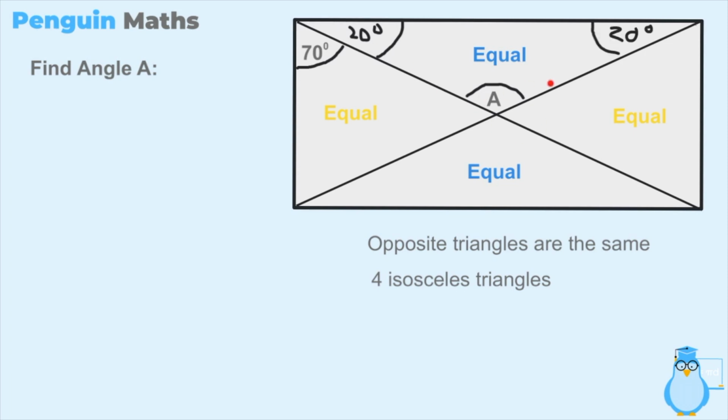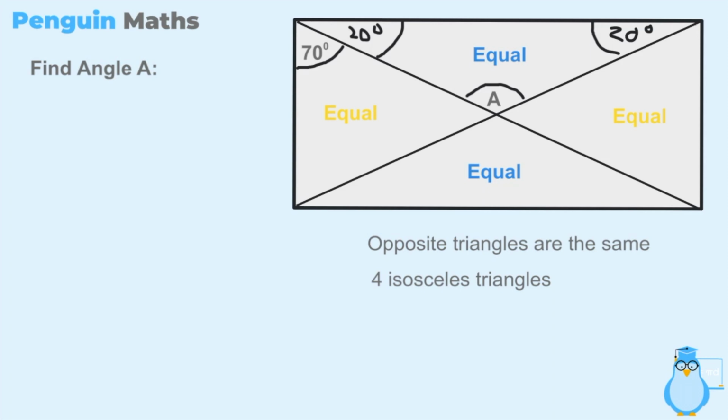And because we know that each of these triangles is an isosceles triangle, two of the angles are equal. If we know this one is 20, then this one also must be 20 here, because if this side and this side are equal, then these angles must be equal as well. And therefore, finally, to calculate angle A, we can remember the rule that all angles within a triangle must add up to give 180 degrees.